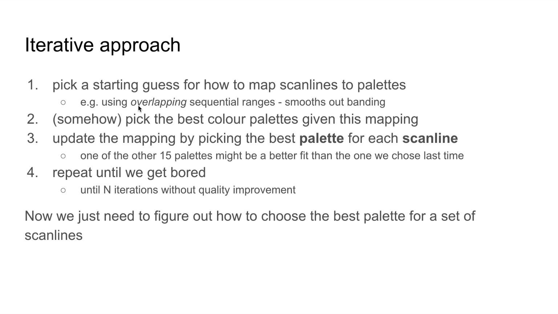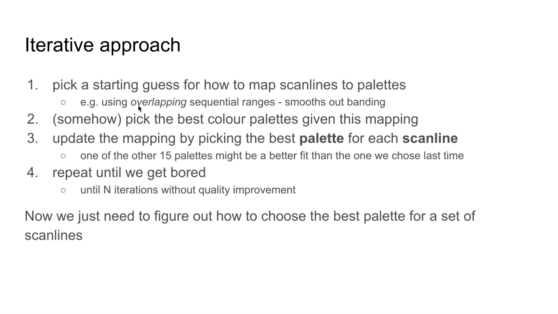So secondly, we need to somehow pick the best color palettes for this particular mapping, and I'll hand over that for now. But then supposing we've done that, what we can do is update the mapping of scan lines to palettes by picking the best palette for each scan line. So in other words, now that we've picked our color palettes, we might find that one of the other 15 palettes might be a better fit than the one we chose previously. And so we can update our mapping and then repeat. We can refit the color palettes using the new mapping and so on.